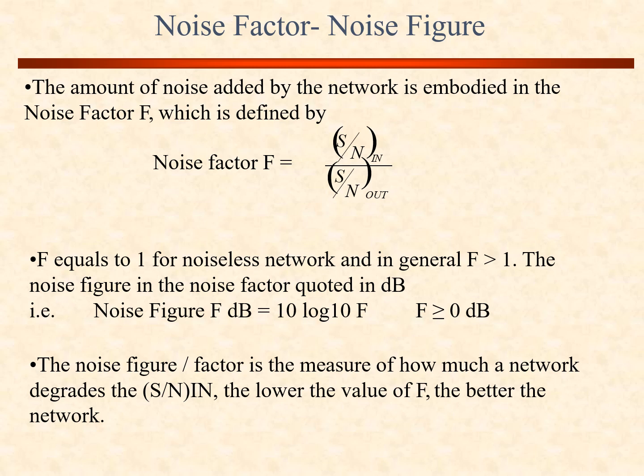So the noise factor, or another name, the noise figure, is a measure of how much a network degrades the signal to noise ratio at the input, and the lower the value of capital F, the better the network. It is used to represent how much the network degrades the signal to noise level, which can be represented by S by N.